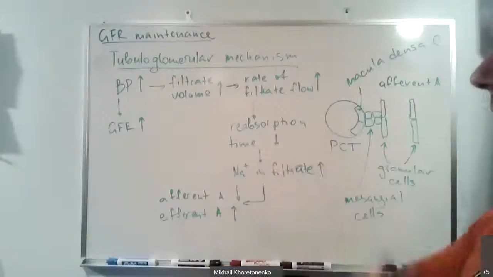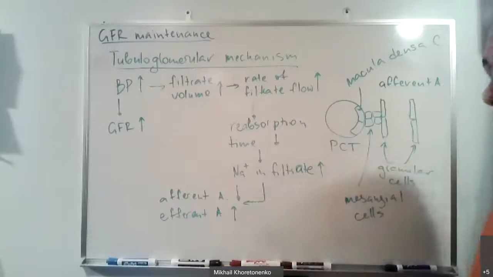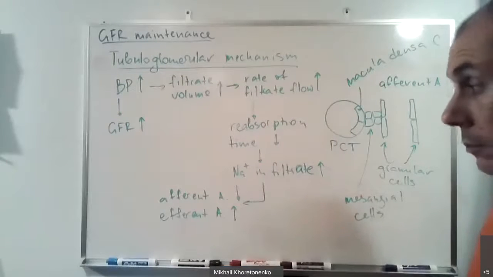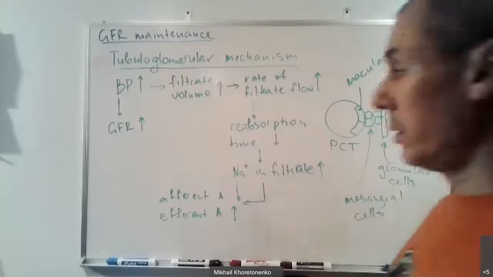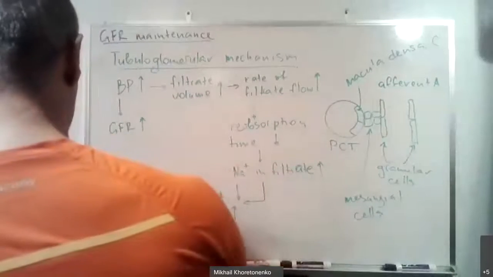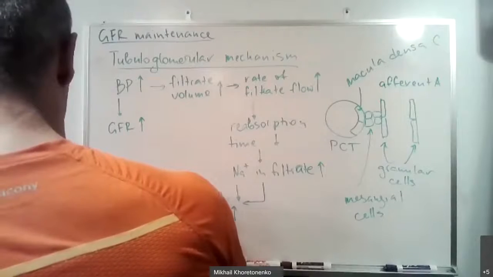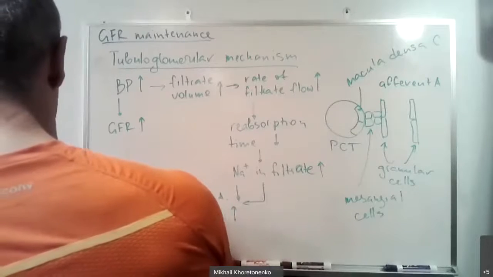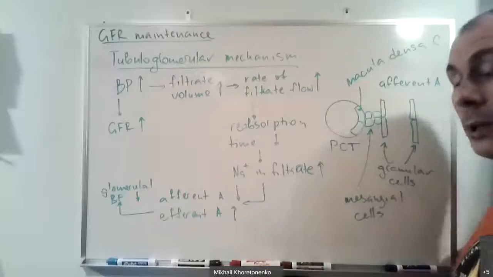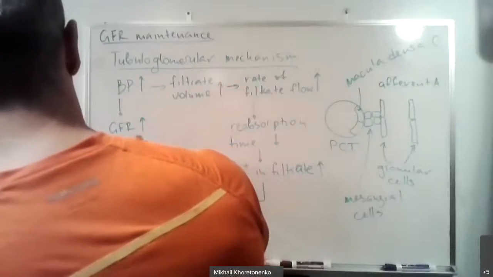Constriction of the afferent arteriole and dilation of the efferent arteriole will altogether decrease the glomerular flow. So glomerular blood flow will go down. And since glomerular blood flow goes down, glomerular filtration rate goes down.